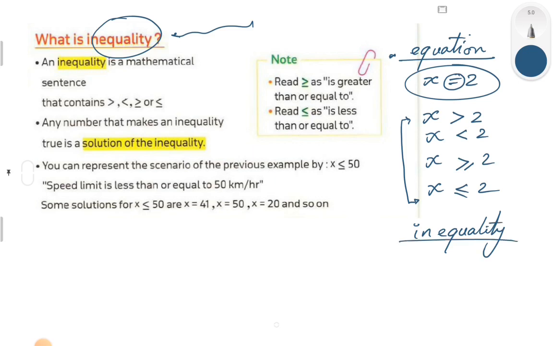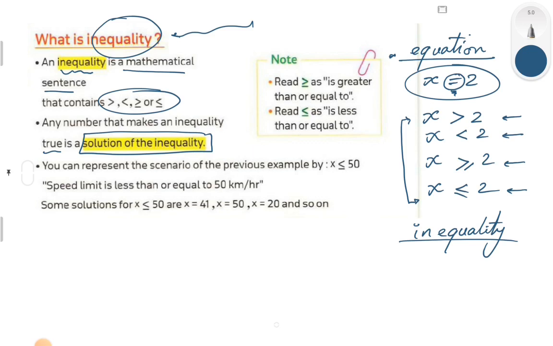Inequality. Why? Because we change this equal sign to be greater than or less than, greater than or equal, less than or equal. Okay? Now, inequality, mathematical sentence, we use one sign of these four signs. Now, the number that makes inequality true, we called it solution of inequality.